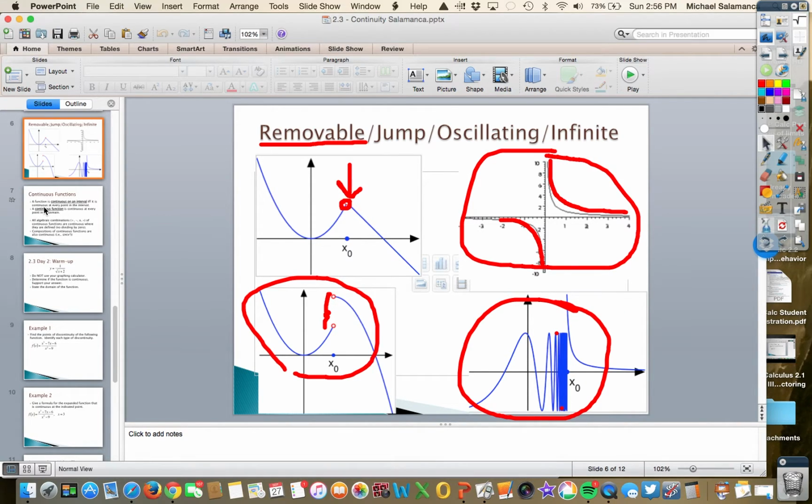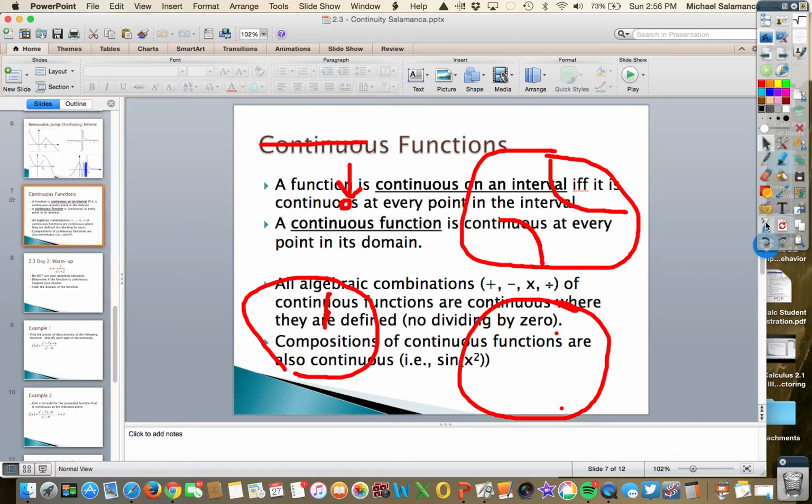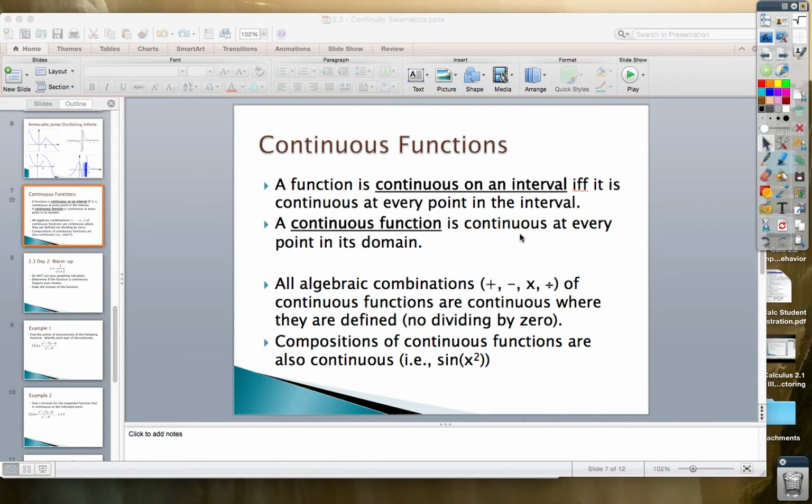So, again, a function is continuous on an interval if and only if it is continuous at every point in the interval. A continuous function is continuous at every point in its domain. So notice the difference there. You can have continuity on an interval, and you can have continuity on an entire function.